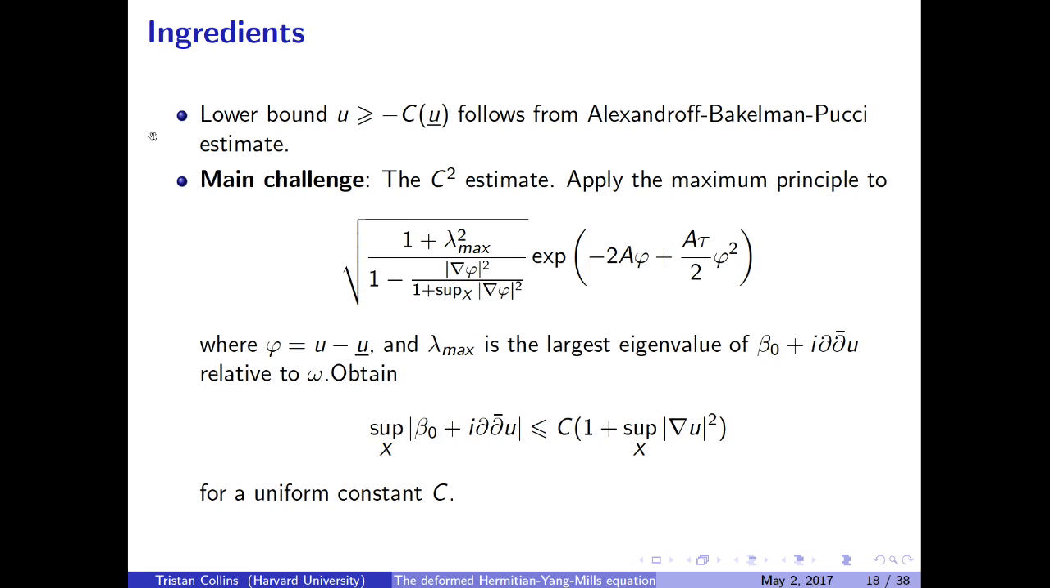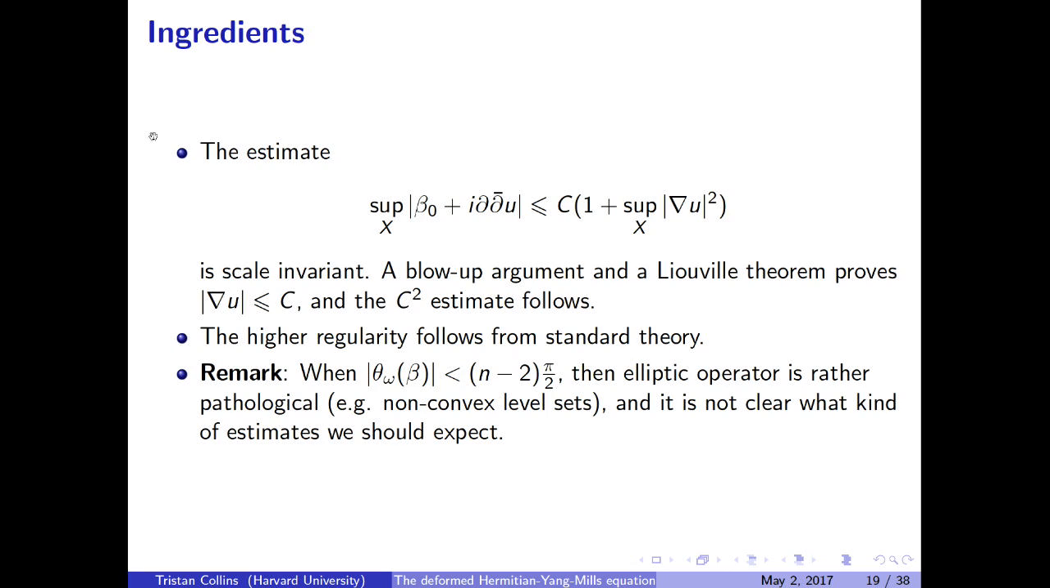So you see, if I rescale the coordinates on the left-hand side, well, I get two copies of the rescaling factor out because I'm taking 2 derivatives. On the right-hand side, I get 1 copy of the scaling factor out, but I get it squared because it's the gradient squared. So that's your friend. You can apply a blow-up argument to this and a Liouville theorem to deduce a C1 bound. Once you have the C1 bound, that gives you the C2 bound. And that proves the a priori estimates.